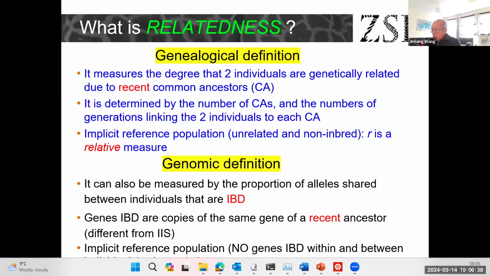From the genomic point of view, genetic relatedness is measured by the proportion of genes shared between individuals that are IBD, where IBD genes are copies of the same gene of a common ancestor. So genes IBD are different from genes IIS, that is, identical in state. When genes are IBD, they must be identical in state, but the other way around is not necessarily true.